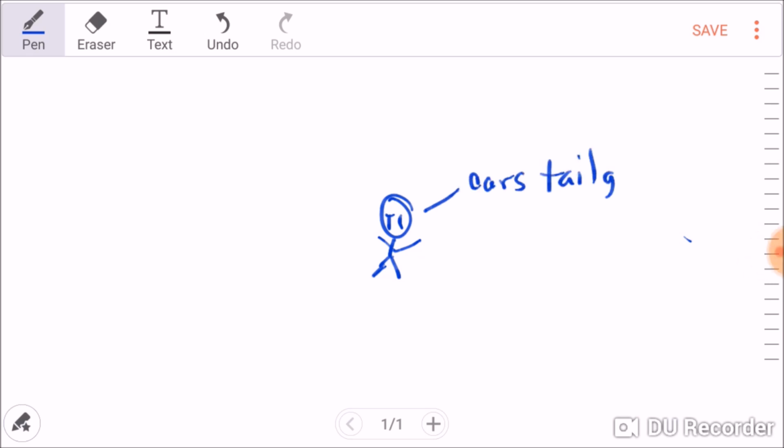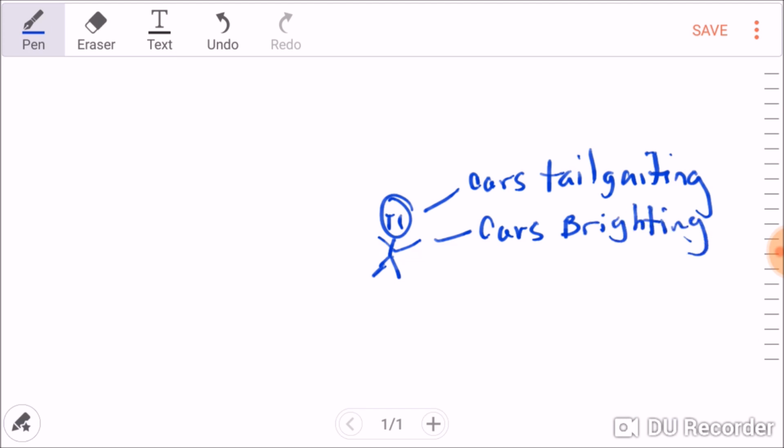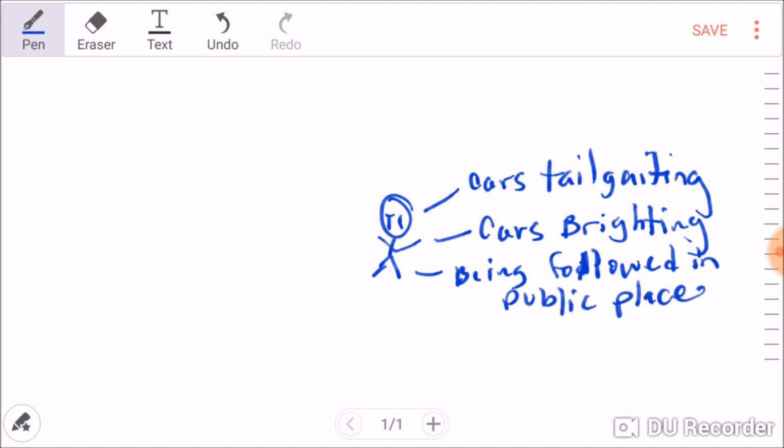And they do this by having cars tailgate you. A bunch of cars tailgate you throughout the day. And they also have cars brighting you, which means they turn on their high beams and they're behind you at all times. They also follow you in public places and restaurants, gas stations, etc. And they basically don't leave you alone.